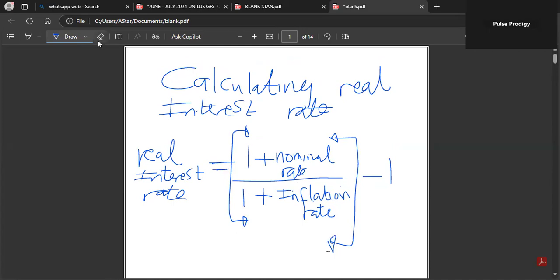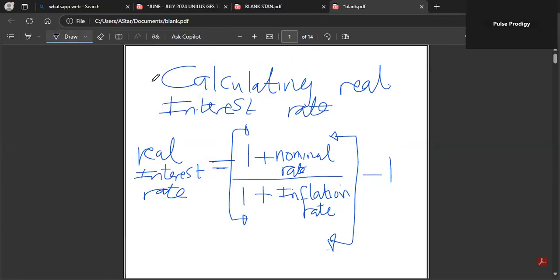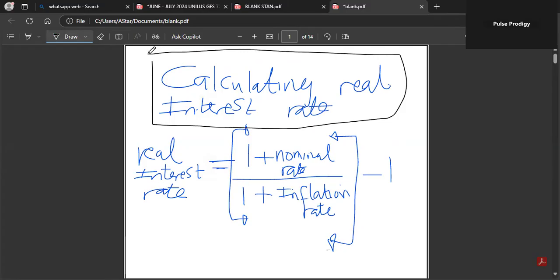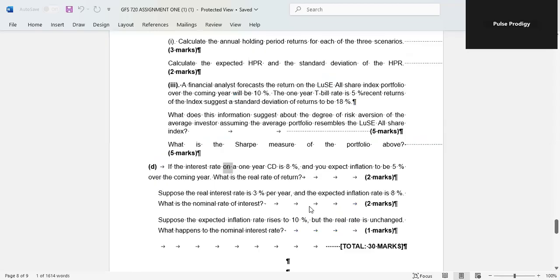So in the question, what they have given you, you can manipulate the formula to calculate what they are looking for. If they've given you the real interest rate and want you to find the inflation rate, you can manipulate this one to see what they're looking for. All right. So let's get down to the question now together. The question is this one.